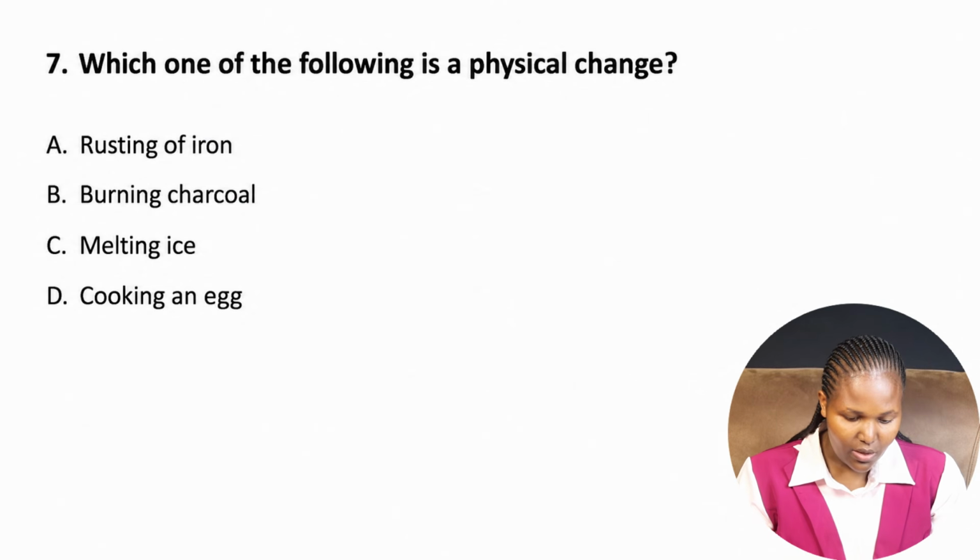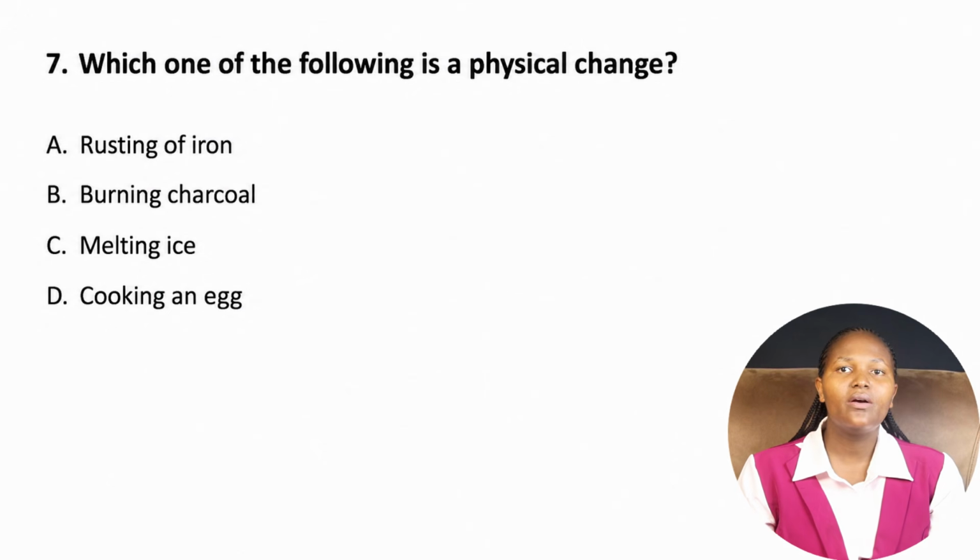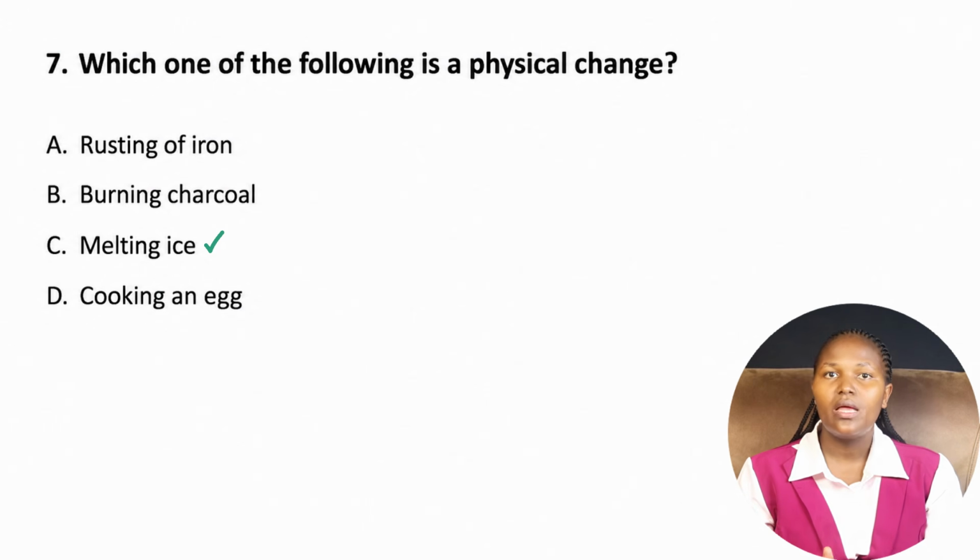Question 7. Which one of the following is a physical change? A. Rusting of iron. B. Burning charcoal. C. Melting ice. And D. Cooking an egg. So the correct option is C, melting ice, because melting is a physical change. The substance remains water. Only its state changes from solid to liquid.